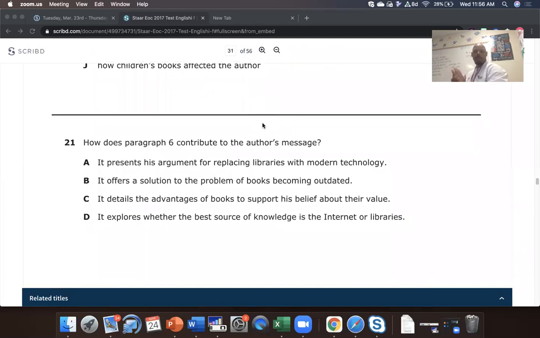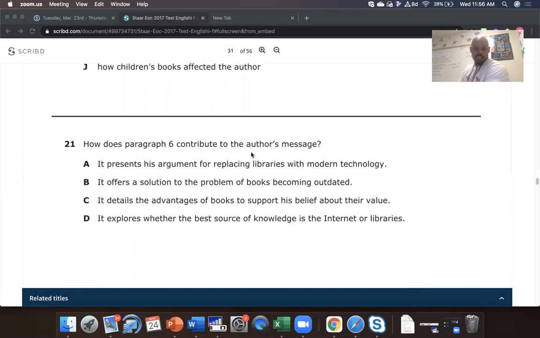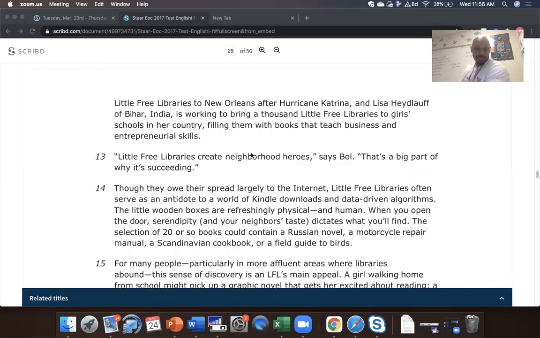Okay, how does paragraph 6 contribute to the author's message? So, this is another paragraph specific question, right? Another paragraph specific question. So, let's take a look at paragraph 6.